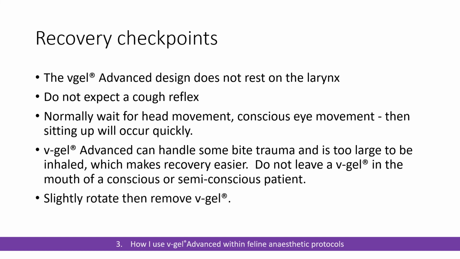The other thing to consider is sometimes if you have a very tightly fitting V-gel, if you've been going for a very strong airway seal, sometimes it's useful to slightly rotate the V-gel counterclockwise or clockwise just by about 5 or 10 degrees before you remove it. There's quite a strong lock of the V-gel behind the base of the tongue to help stabilize it in place, and that small rotation movement does tend to help unlock it and make it easier for you to remove.